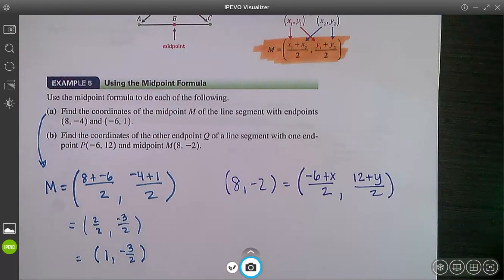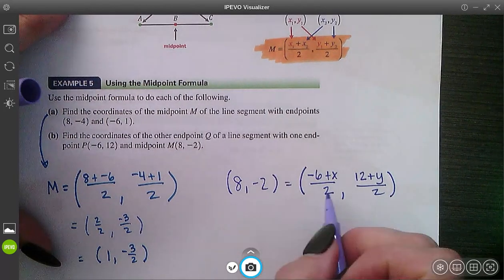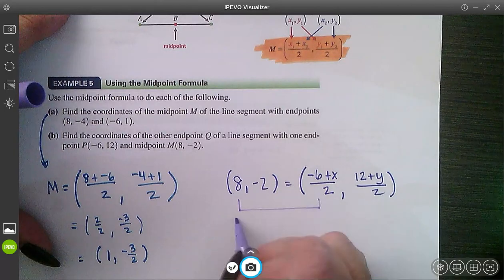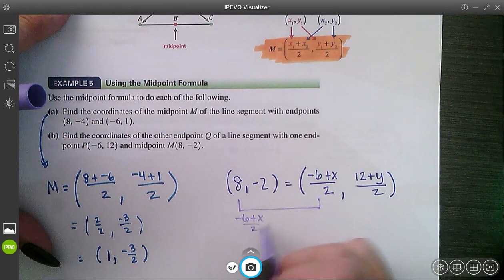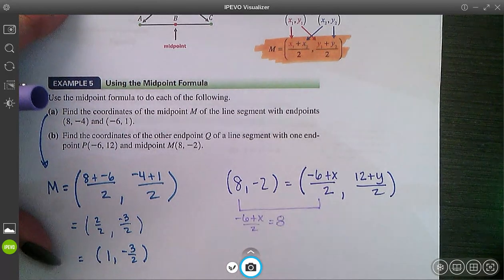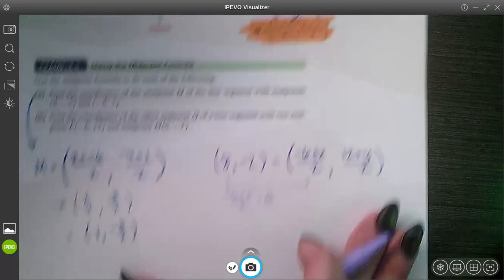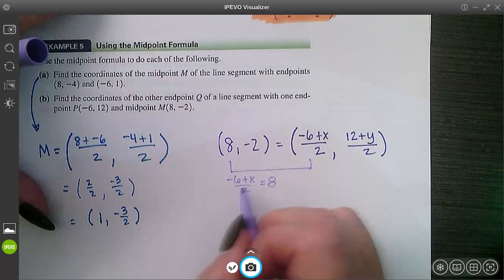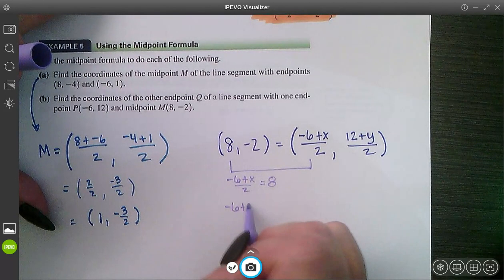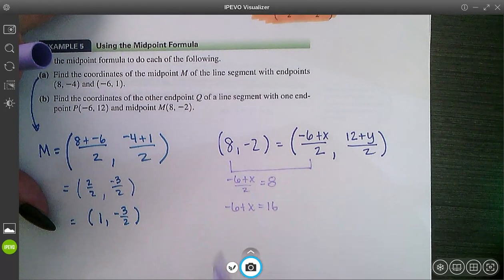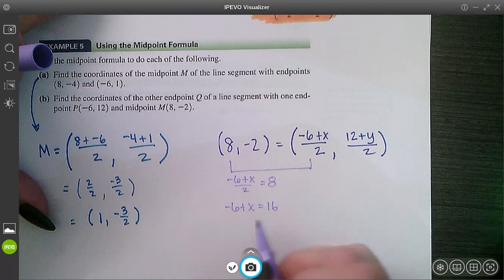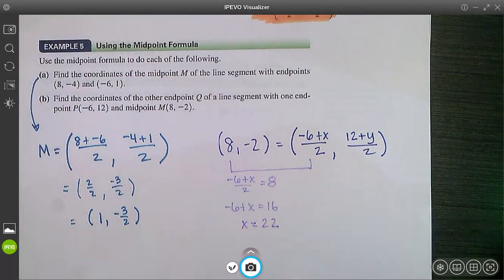So I can make myself two little tiny equations here. I know that negative 6 plus x divided by 2 has to equal 8. If I multiply both sides by 2, I get negative 6 plus x is 16. And then add 6 to both sides, I get x should equal 22. And then I'll do the same thing with the y's.